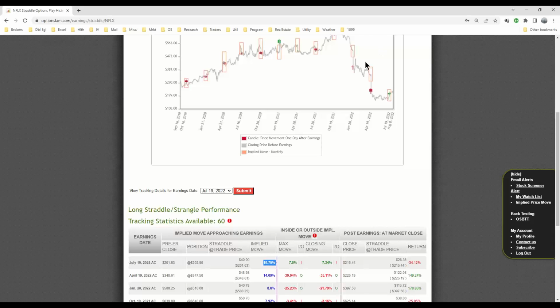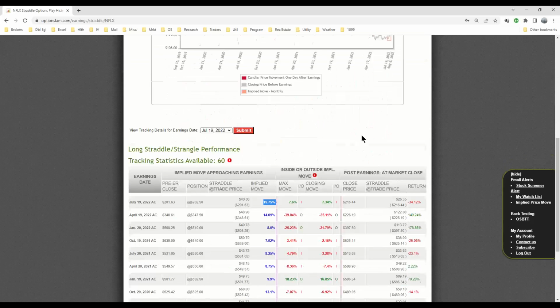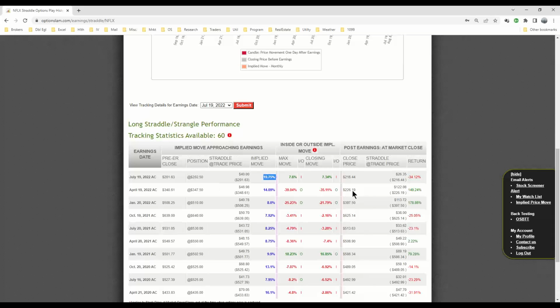So let's look at one that's outside the implied move. Here's one where the implied move said that the implied move high would be 397, the implied move low would be 299, but the actual move, the red candle, shows way outside down here at the 226 zone. Okay, so this is just a graphical illustration of this data.